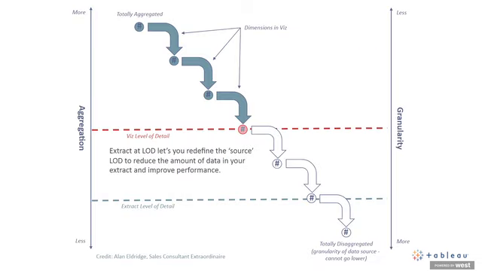So the next thing I want to talk about is what we call the extract LOD. The extract LOD in Tableau is a way that lets you redefine the source LOD of your data. Remember, we talked about the row LOD as being that lowest level baseline from which everything else is built. It's at the bottom right here. And what we can do with the extract LOD is actually move that up. In Tableau, an extract is where we take the data and move it to a new data source.